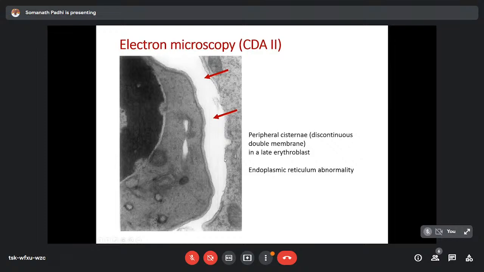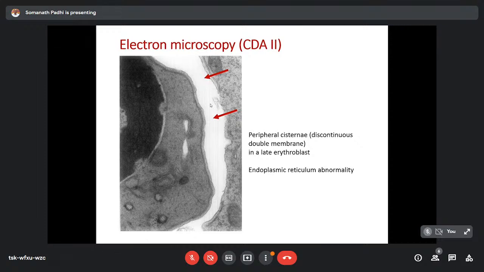So as you can see, the nuclei of these CDA type 2 erythroid precursors are perfectly all right. Their nuclear membrane, the pore diameter, everything was all right. In the heterochromatin and euchromatin, there is no evidence of the Swiss-cheese-like pattern as we see in the case of CDA type 1 or type 3. But the hallmark picture is the presence of this peripheral discontinuous double membrane in the late erythroid blast, and this all results because of the abnormality of the endoplasmic reticulum that contains a specific enzyme that usually maintains this, the cause of this double membrane pattern in a case of CDA type 2.